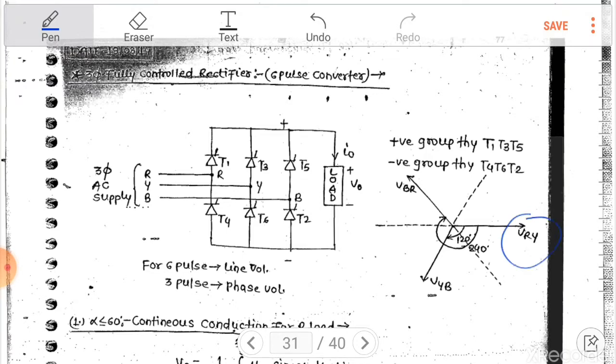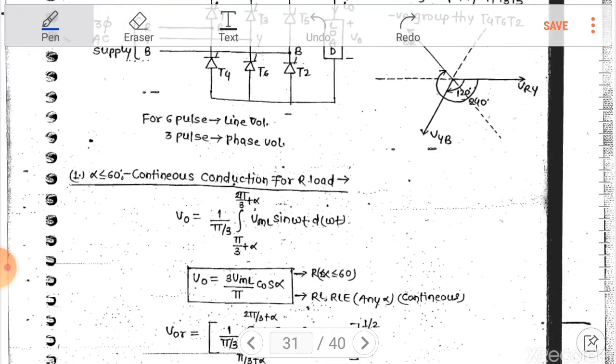VRY. For VRY, R is representing the positive and Y is representing the negative group of thyristors. So for VRY, T1 and T6 are working. Similarly, for different line voltages, different thyristors are acting. All this we have covered in the last video.